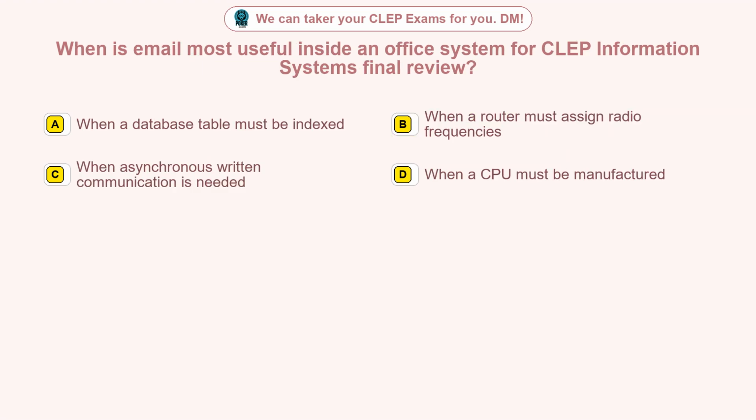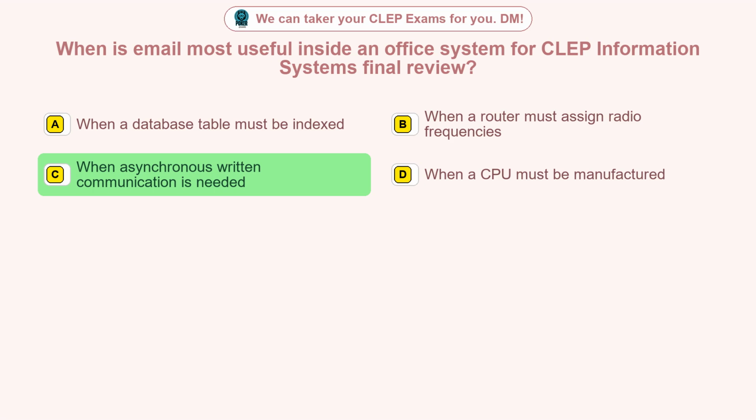Question 4. When is email most useful inside an office system for CLEP Information Systems final review? Option A. When a database table must be indexed. Option B. When a router must assign radio frequencies. Option C. When asynchronous written communication is needed. Option D. When a CPU must be manufactured. The correct answer is option C.